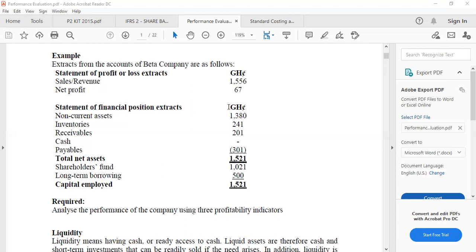What are the profitability ratios that we are going to use? If they say profitability, net profit margin. So how do we calculate the net profit margin here? It will be 67 divided by revenue, then multiplied by 100.